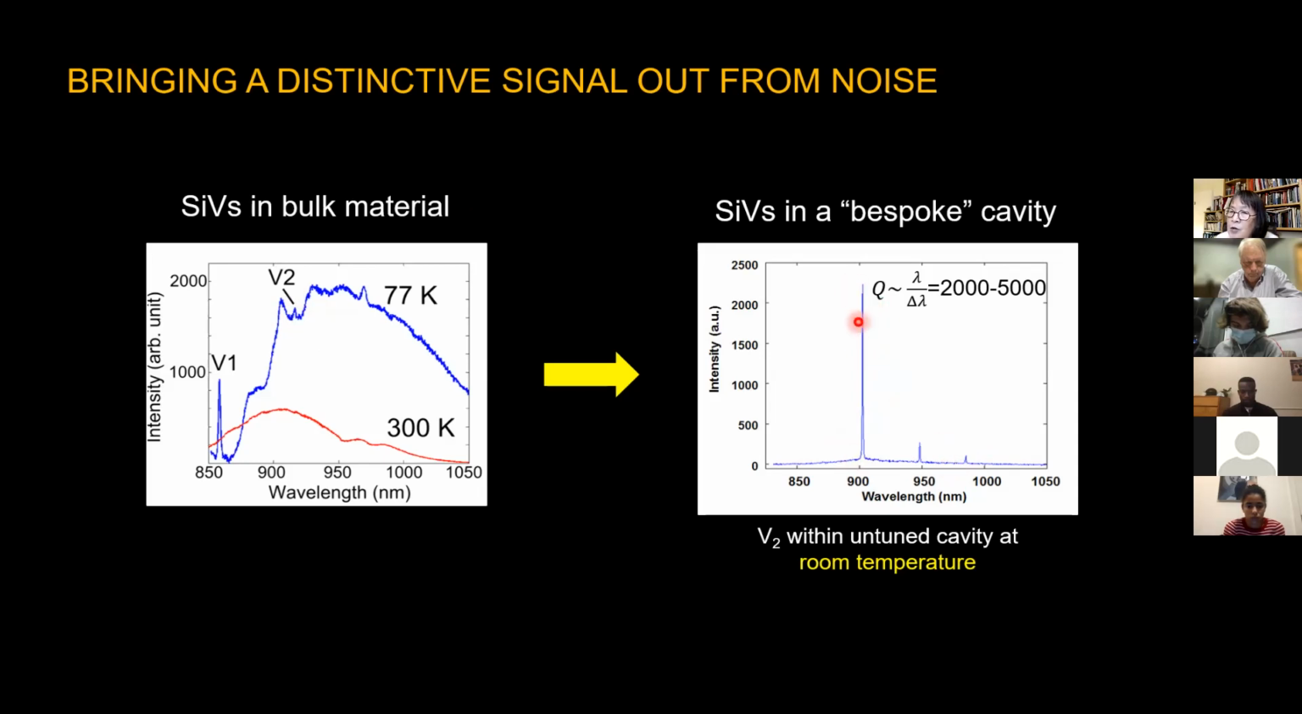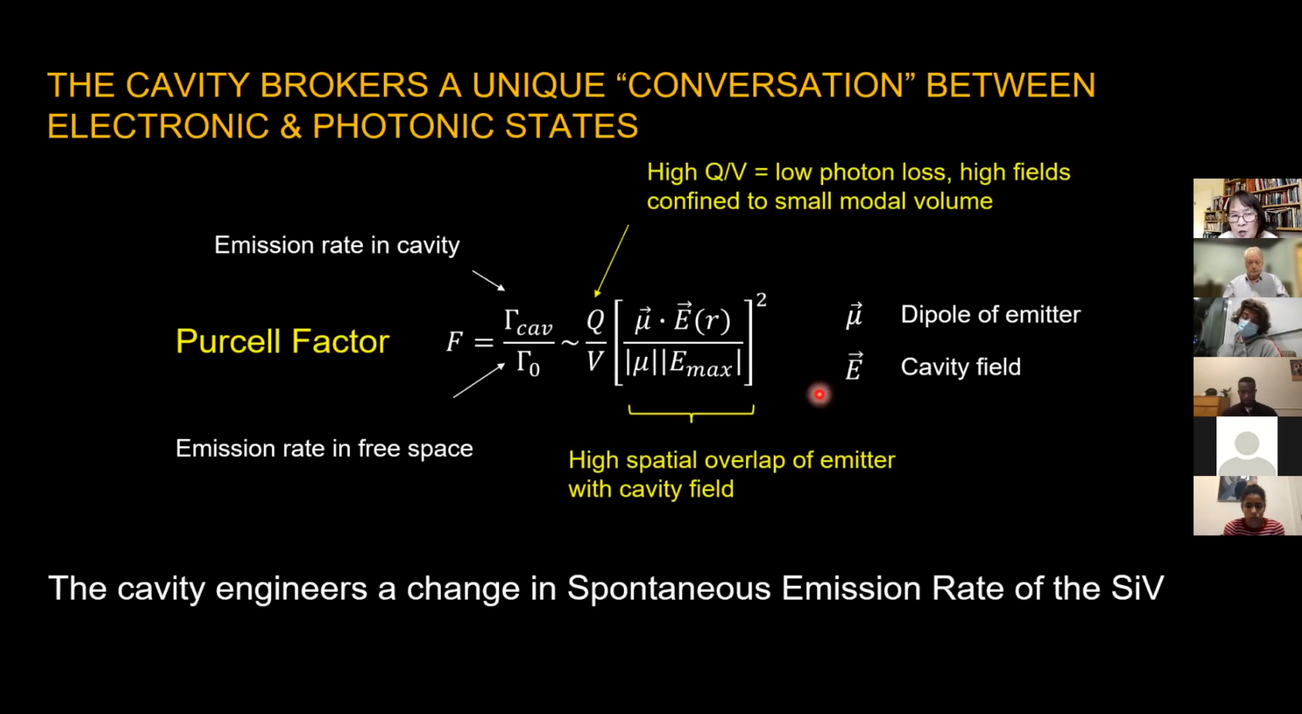I monitor the goodness of the cavity by looking at lambda over delta lambda, which is on the order of a few thousand, and that's called the quality factor. I want to say this is not just a filter. It's not just like I put a filter around V2 and just took out the other parts of the spectrum.